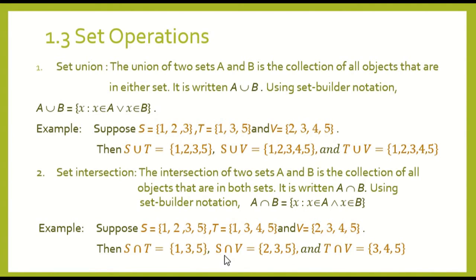So, therefore, S intersection V is equal to 2, 3, 5. And last, we have the T intersection V. Ang T na pod o V this time ang ato ang kuag intersection or kuag common elements. So, ang common ni T o V kay 3, 4, and 5. So, T intersection V is equal to 3, 4, 5.